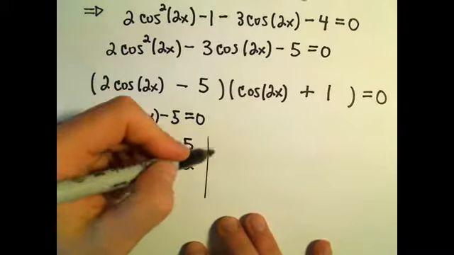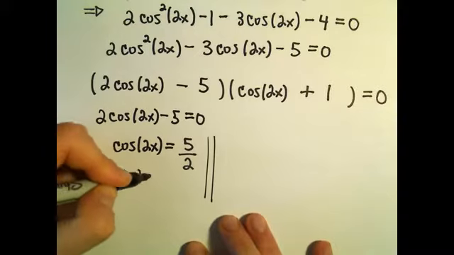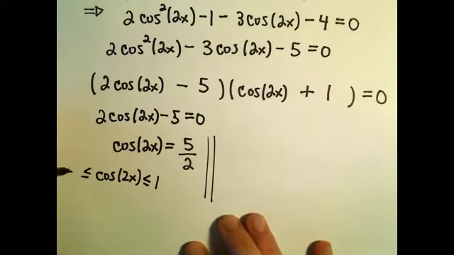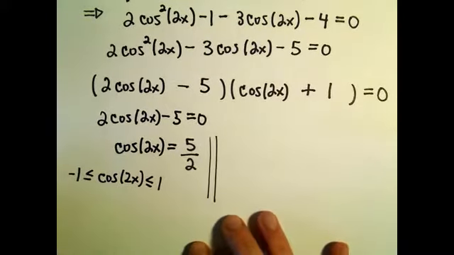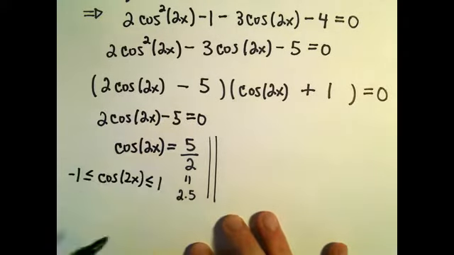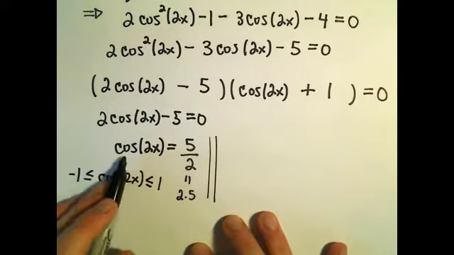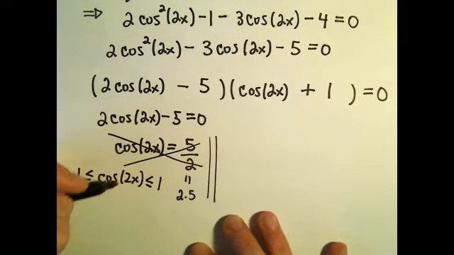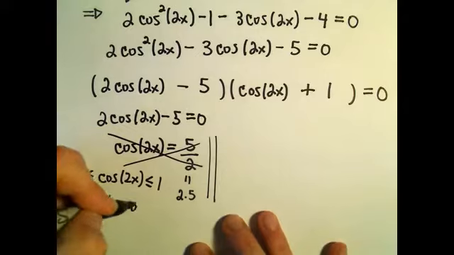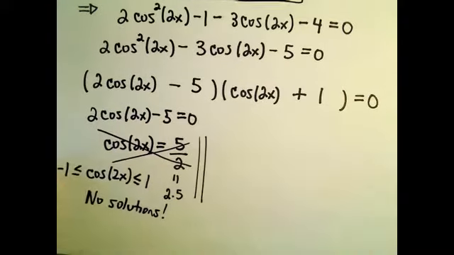Let's think about this equation for a second, though. Cosine of anything has to be between positive 1 and negative 1. That's the range of cosine. 5 halves, though, equals 2.5. So 2.5 is outside of the range of cosine. And that simply says that this equation is going to have no solutions. Alright, well, at least that makes work a little easier for us.